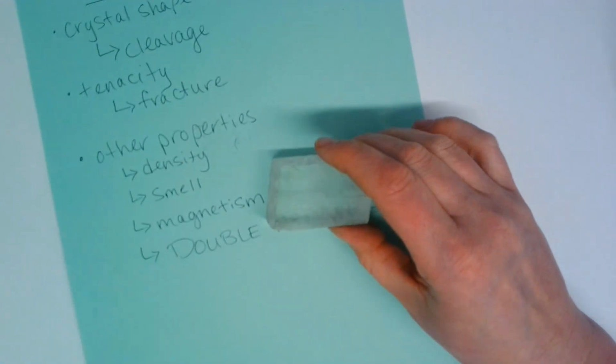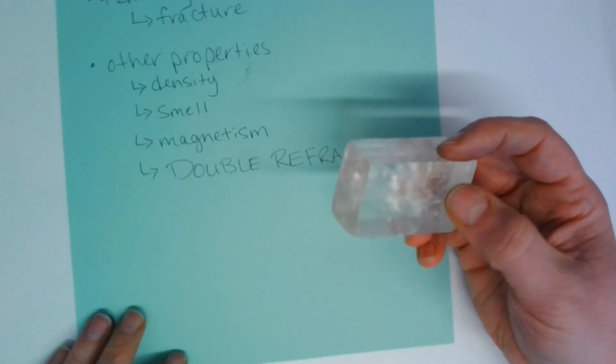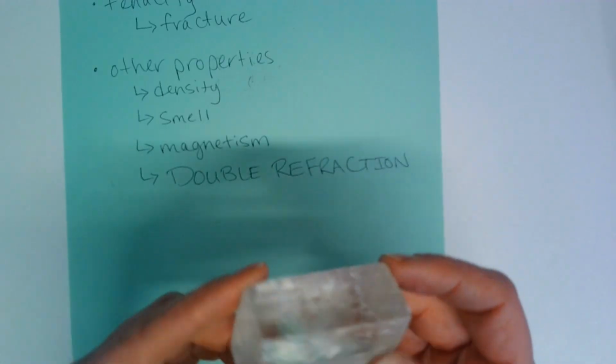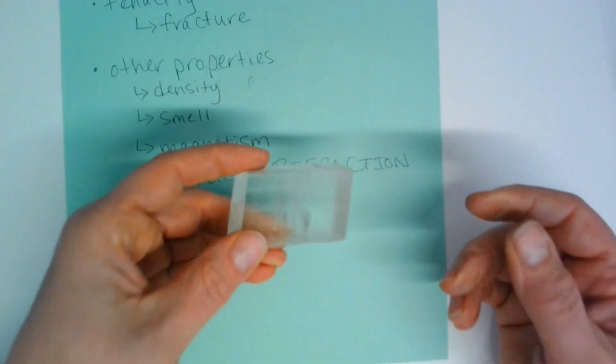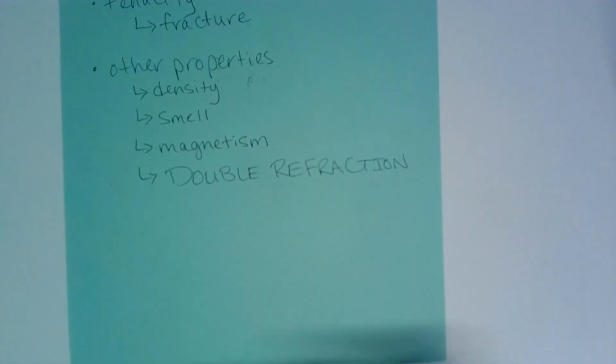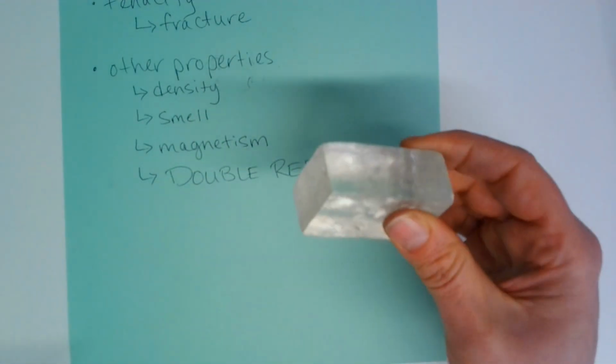So this is calcite. That is one of those properties. We do have a mineral, I forget what it is, but it looks just like calcite. It has the same crystal shape. Plop it over the words and it doesn't have that double refraction. That's how you can tell whether it's calcite or not.